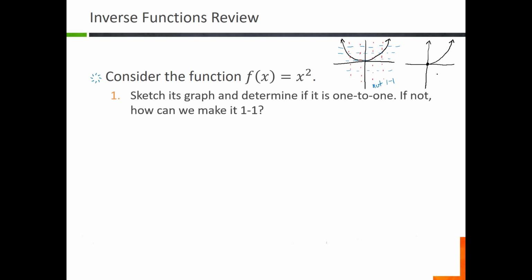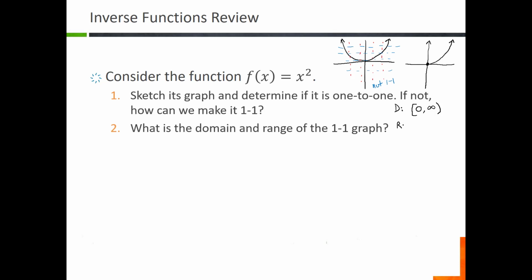So how do we make a function 1 to 1? We restrict its domain. So for this 1 to 1 graph, what is the domain? Well, my domain goes from 0 to infinity. At infinity, we never have brackets, we always have parentheses. At 0, since I can actually include the point at x equals 0, 0 is part of my domain, and we can show that it's included with a bracket.